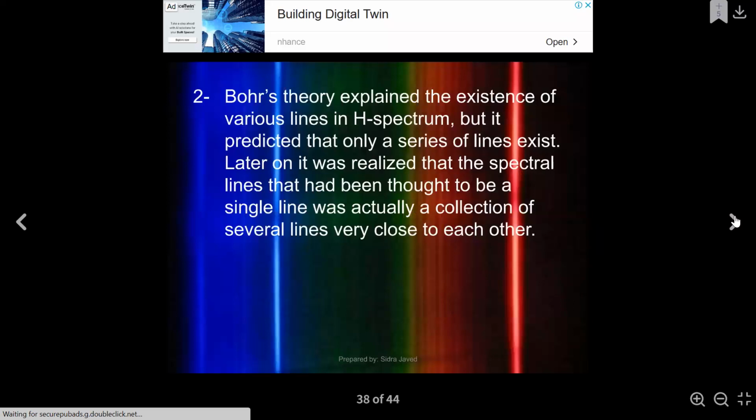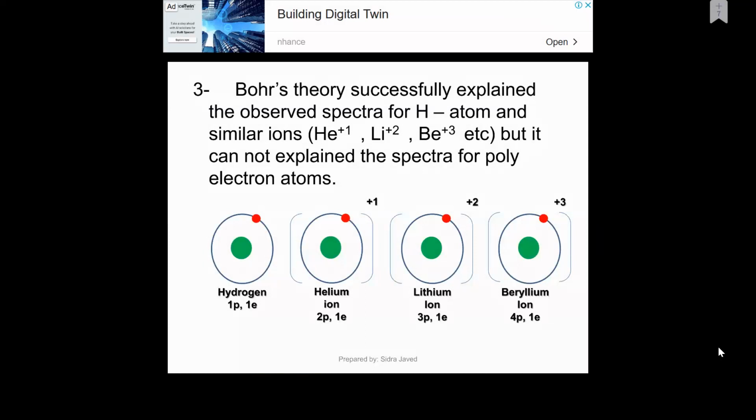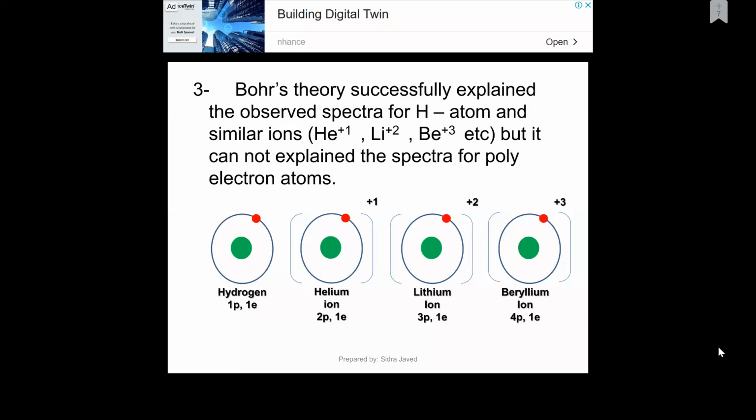It could only explain the spectrum of hydrogen, not the multi-electron atoms. Bohr explained the spectra of hydrogen and hydrogen-like particles, but it could not explain the spectra of poly-electron atoms, multi-electron atoms. So for atoms which have more than one electron, their spectra could not be explained on the basis of Bohr's atomic model. Right? Yes, sir.